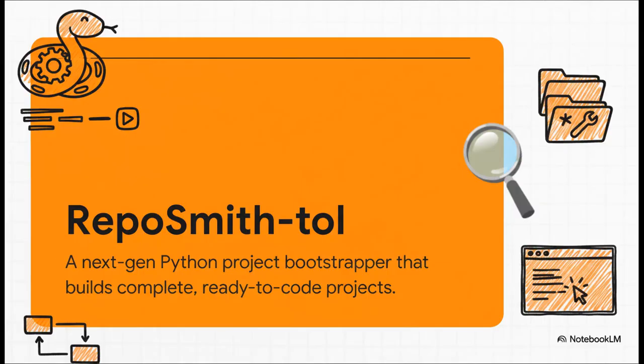Okay, so what is this thing officially? RepoSmith-tol is what you'd call a next-gen command line bootstrapper, and its one and only mission in life is to build you a complete, totally ready-to-code Python project, so all that friction we just talked about just vanishes.